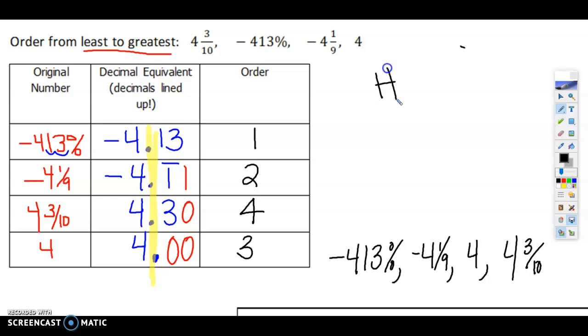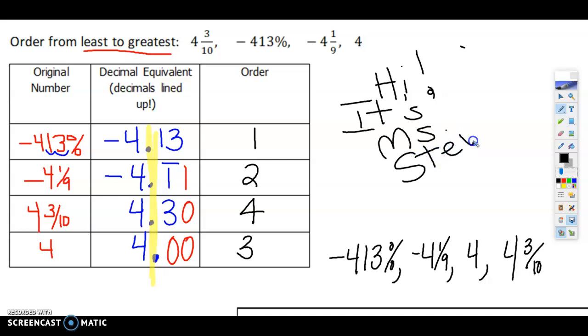How'd you guys do? The correct answer is negative 413%, and then negative 4 1/9, 4, and lastly, the greatest number is 4 3/10. Good job, guys. Pat yourself on the back.